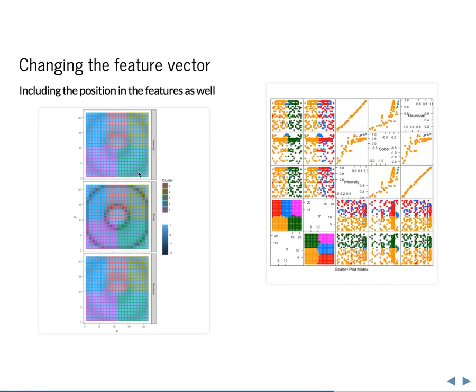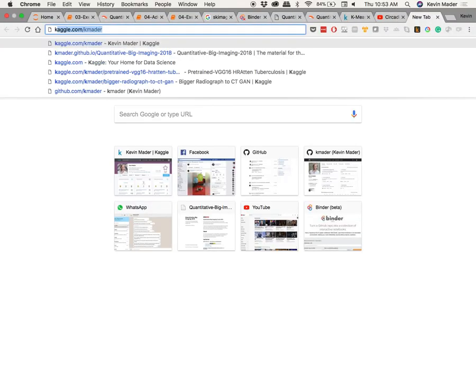And so, yeah, we can do the same thing back to this ring image where we include the position as well. And so now we have this connectome example. I think there's a nice image for that.